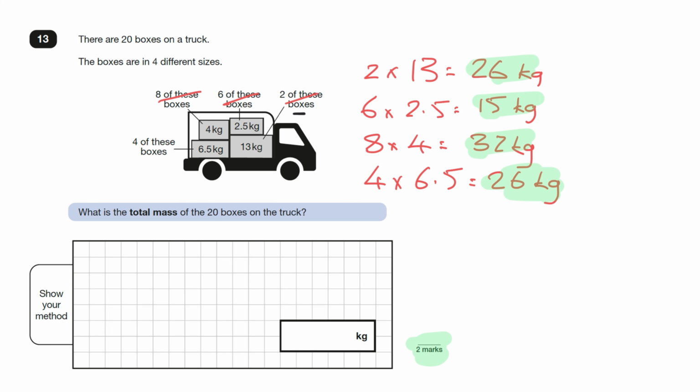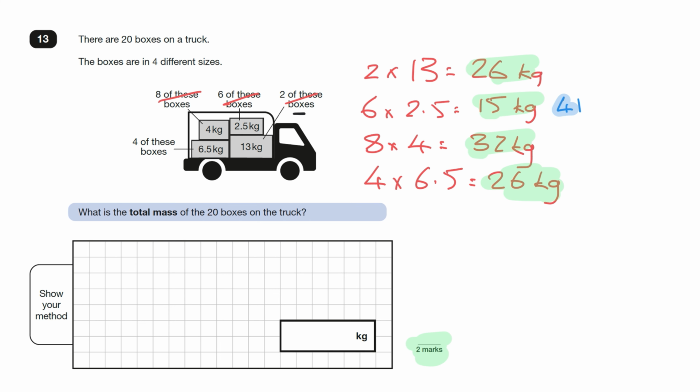And again, if it was me, I probably wouldn't be doing some form of written strategy. I'd be looking to just add on the go, really. So I'd be doing 26, add 15 just in my head because I should be able to do that. It's 26, add 10 is 36, add 5 is 41. So I'd make a little note of that.